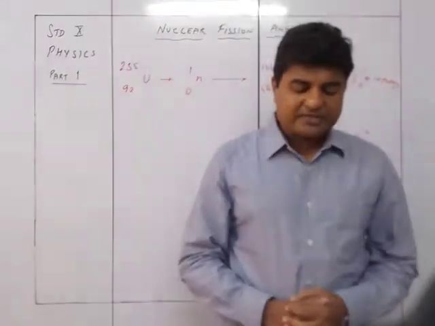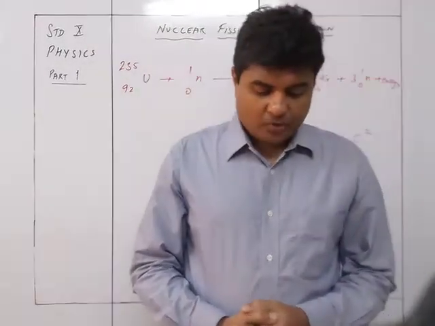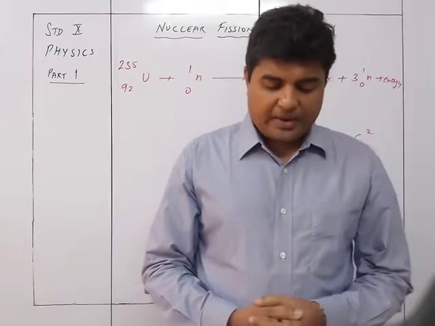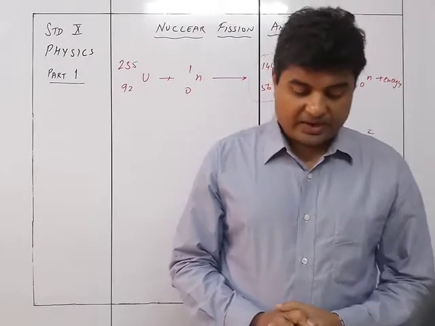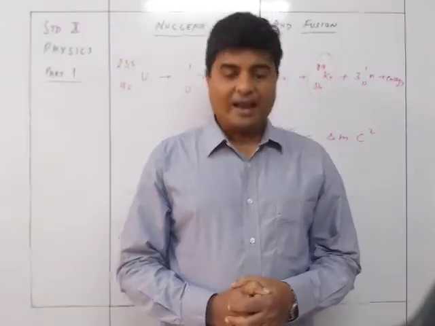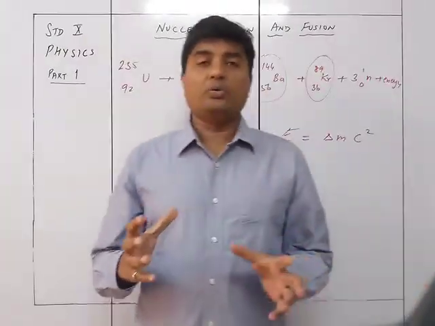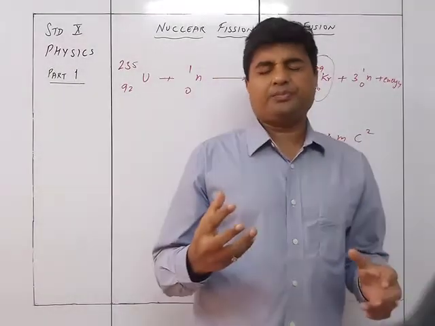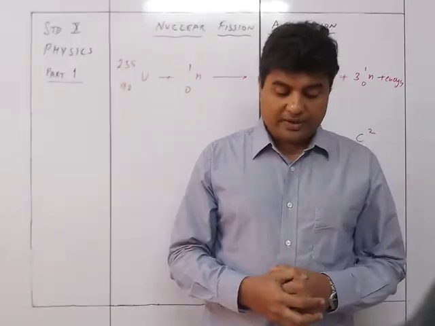The major part of this energy is obtained in the form of kinetic energy of the fragments obtained from the fission, and the remaining part is obtained in the form of kinetic energy of the neutrons emitted, gamma rays, heat and light. Okay, so this is about how the heat, or you can say the energy, is going to be released by the nuclear reaction.